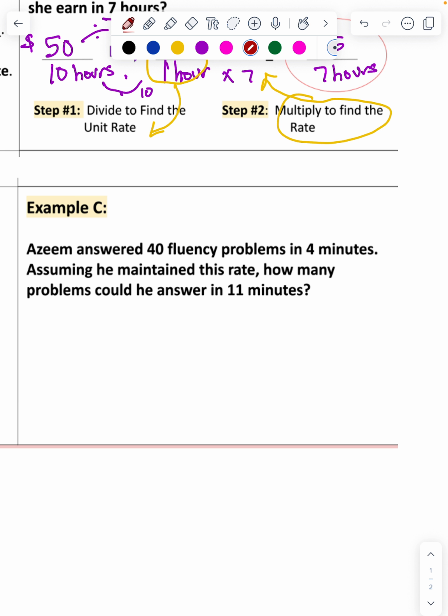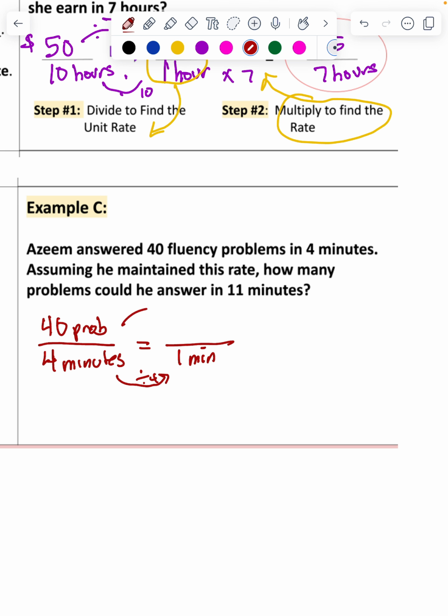Azim answered 40 fluency problems in 4 minutes. 40 problems, 4 minutes. To find the unit rate, I'm going to have to go to 1 minute. That means I'm going to divide by 4. I'm going to divide the numerator by 4, because anytime I divide a numerator and denominator by the same number, they're equivalent. And that's 10 problems.